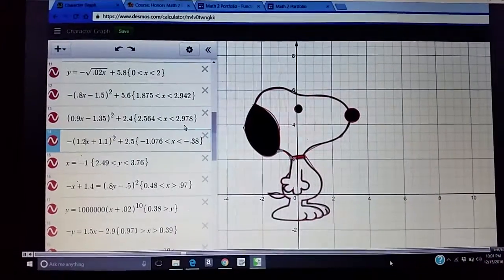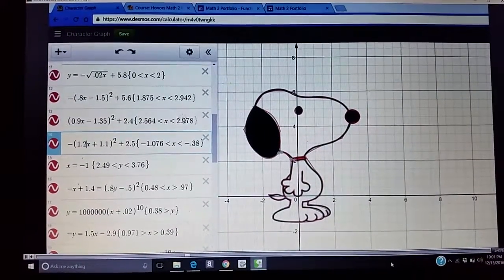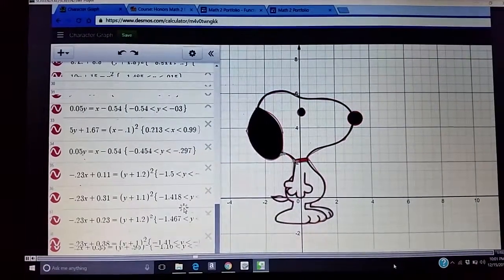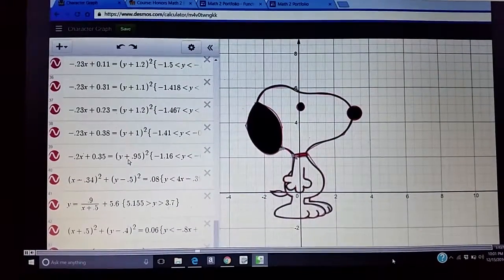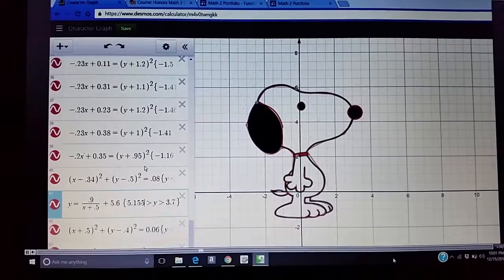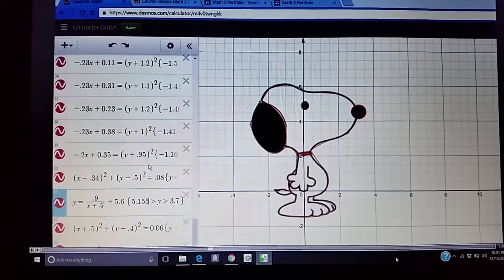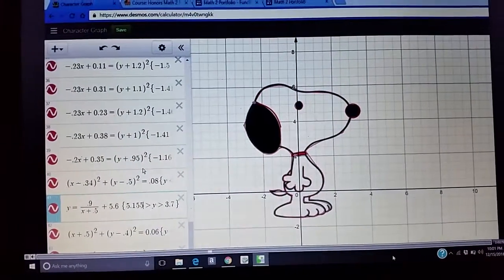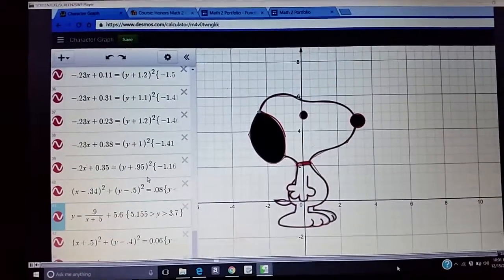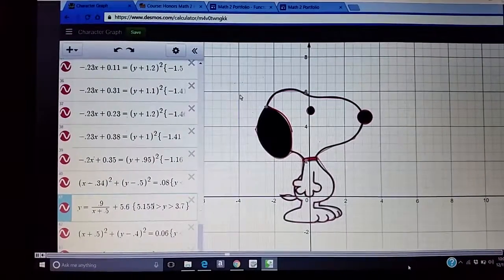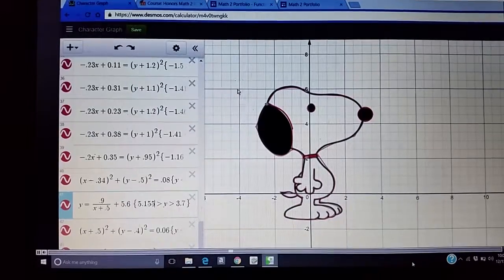Then next is my inverse variation function, which is number 41 with Snoopy in. Okay, so it'd be this one, and it's y equals 0.9 over x plus 0.5 plus 5.6. Then I just put the barriers in to fit it to Snoopy's ear, as you can see.